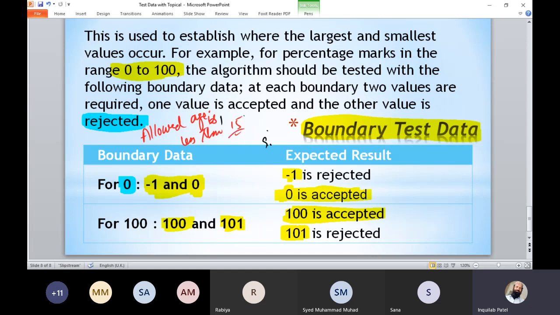In this situation, if a real data type is used, we will write down 14.9. It is lesser than 15, so it will be accepted. And if you write 15, it is outside the range, so it will be rejected, right? And if integer data type is used, 14 will be accepted and 15 will be rejected, because in integer we don't use any decimal point.